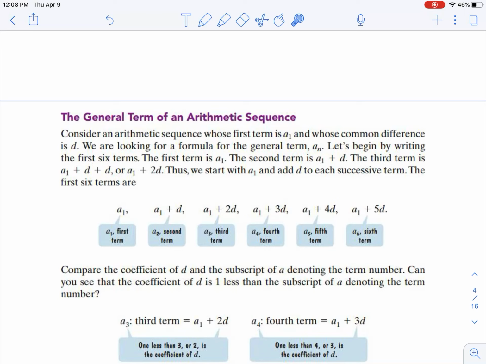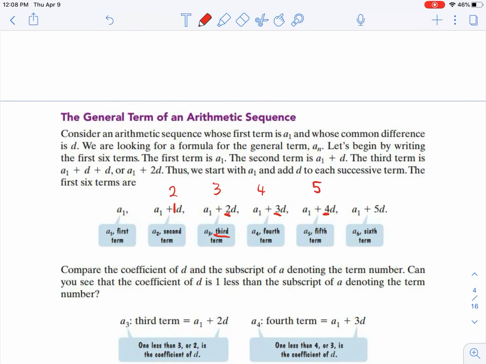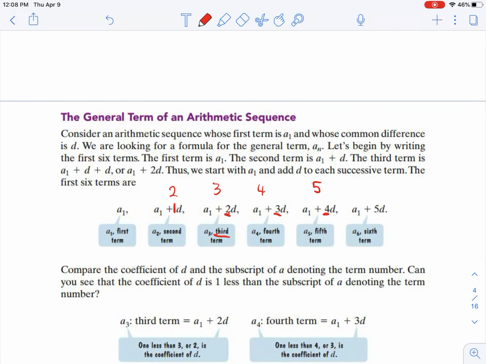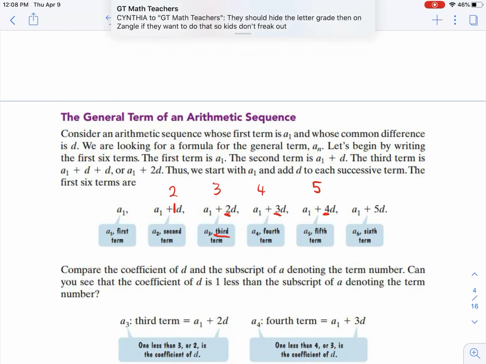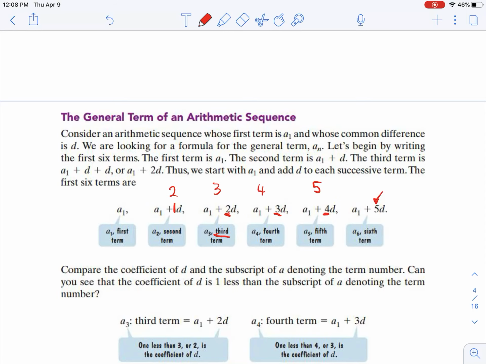Okay, so since this is term 2, this is going to be a 1. This is the third term, and we have a 2 here. This is the fourth term, and we have a 3 here. This is the fifth term, and we have a 5 here. So what's the pattern? You should start to see that we have 1 less than whatever number we're currently on. So this is where we get the idea that this is going to be n minus 1.